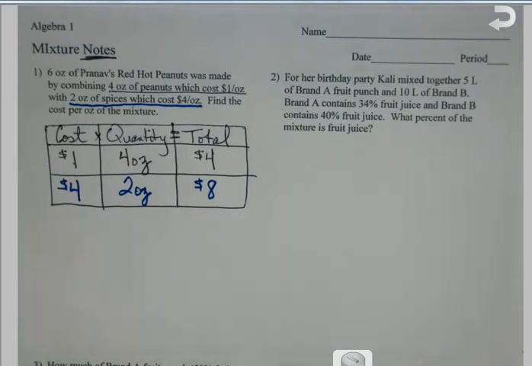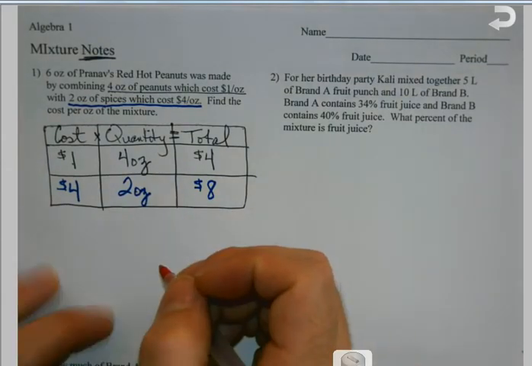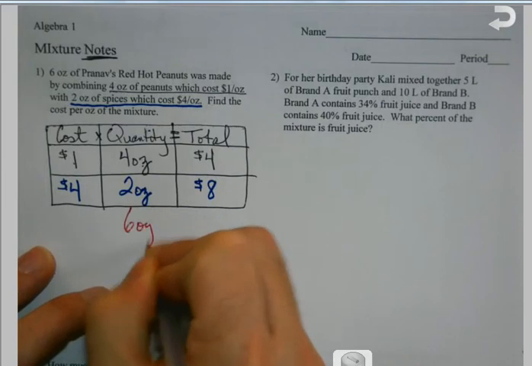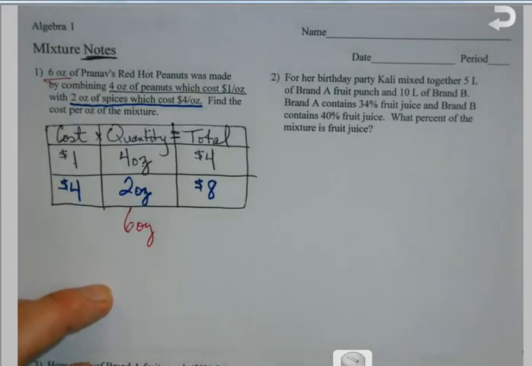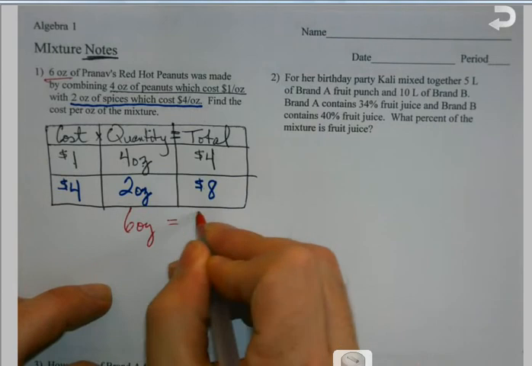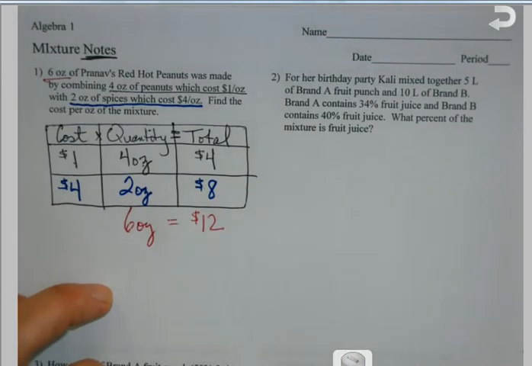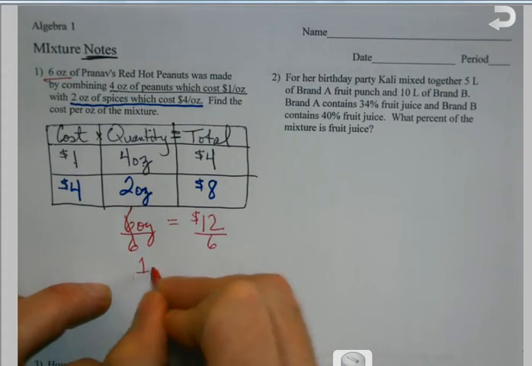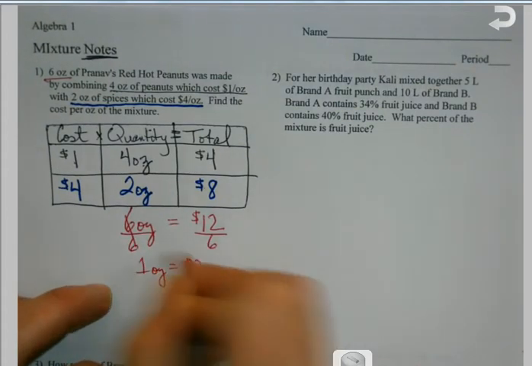So here's how we figure out the part that we're going to calculate and get to the answer on. It says find the cost per ounce of the mixture. Okay, well, if I look here, my quantity, there's 6 ounces total at the end. I knew that, they told me that. Well, if the 6 ounces cost me $12, how do I figure out how much 1 ounce would cost me? Divide. So 1 ounce would cost $2. I'm done.